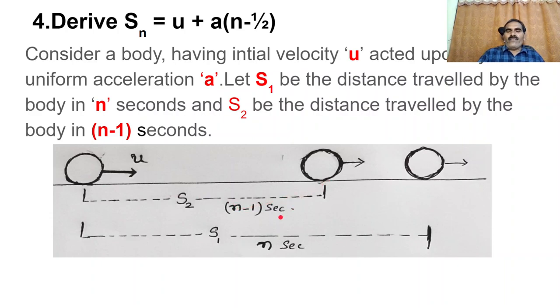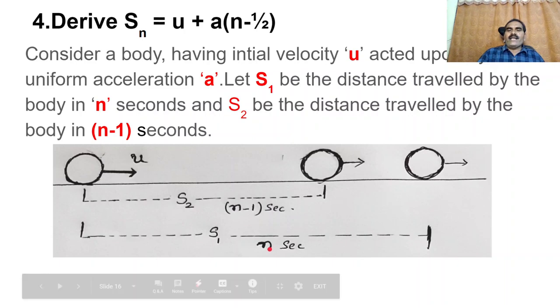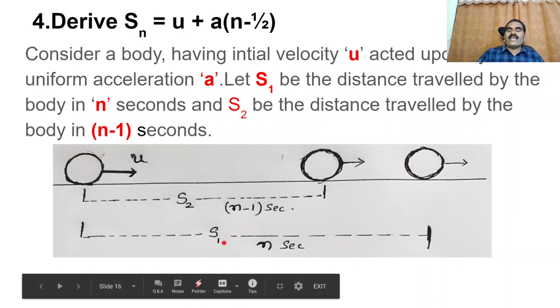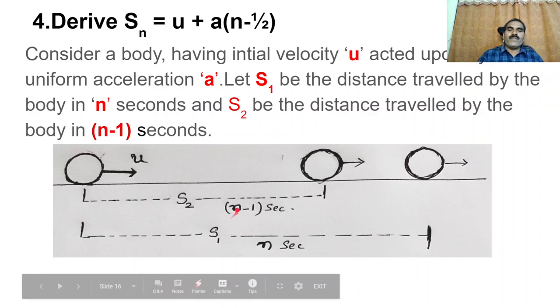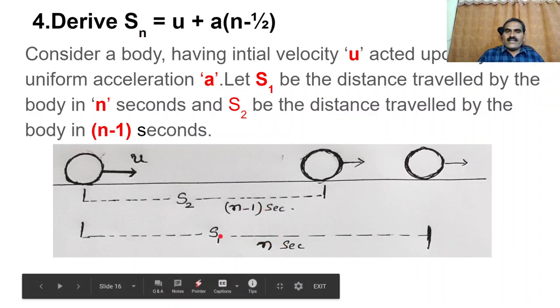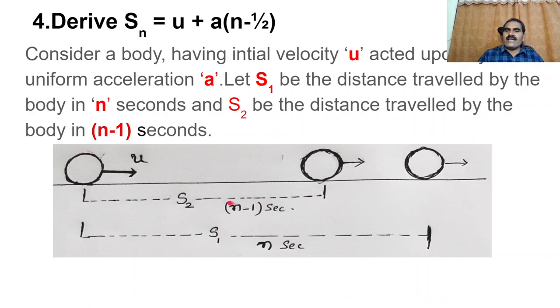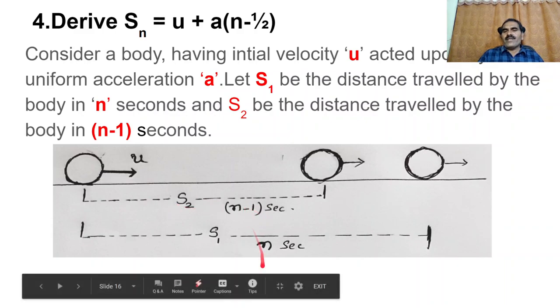For example, suppose if you take in 10 seconds, it travels s1 distance. In 9 seconds, it travels s2 distance. We have to find out the distance traveled in the 10th second. Similarly, how do we calculate the nth second? In n seconds, the distance traveled by the body is s1. In n minus 1 seconds, the distance traveled by that body is s2. Be careful: after n minus 1 seconds, the nth second will come.